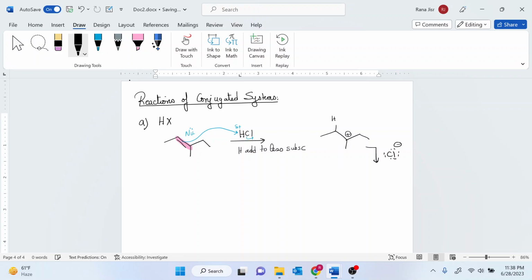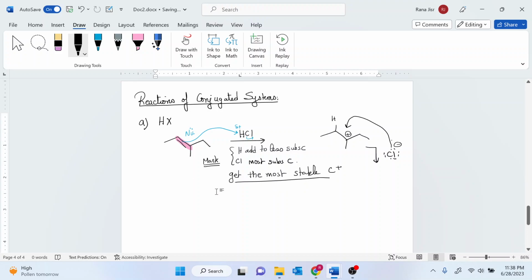So at the end, I would add my chlorine to the most substituted carbon. This here is Markovnikov. Markovnikov is a rule that is put in order to get the most stable carbocation. And we're going to keep working with Markovnikov.